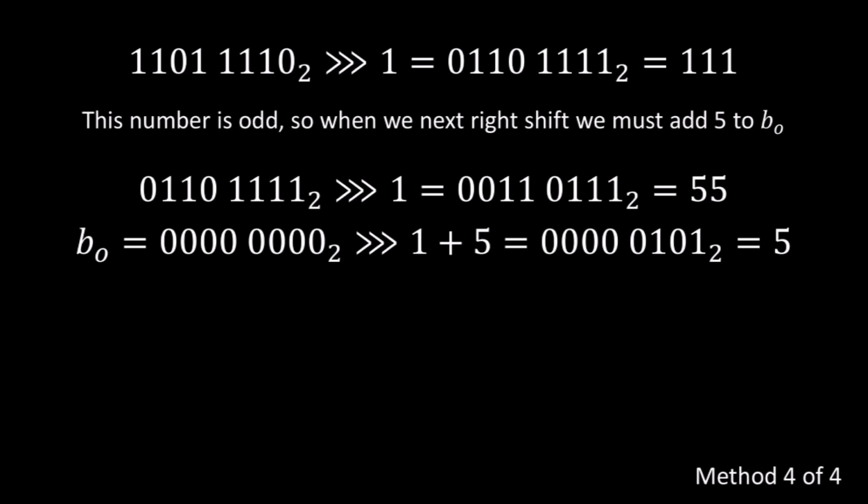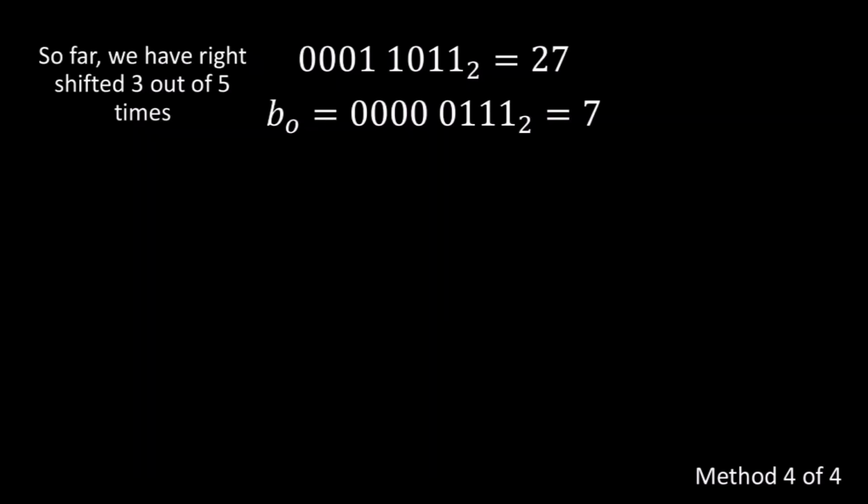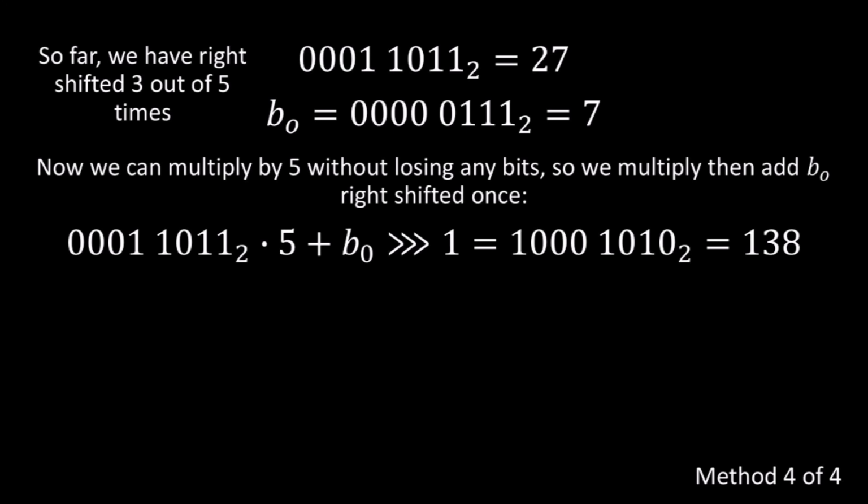Now 55 is odd again, so we must repeat the same steps. So 55 is right shifted into 27, then B0, which is 5, gets right shifted to give us 2, and that is then added to 5, which gives us 7. The number 27 can now be multiplied by 5. So we multiply it by 5 and then add it to B0 right shifted once.